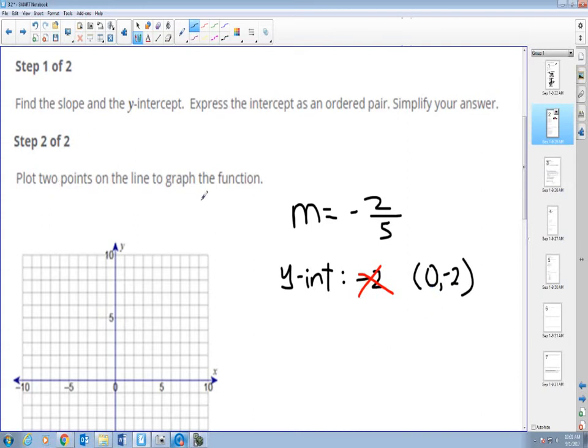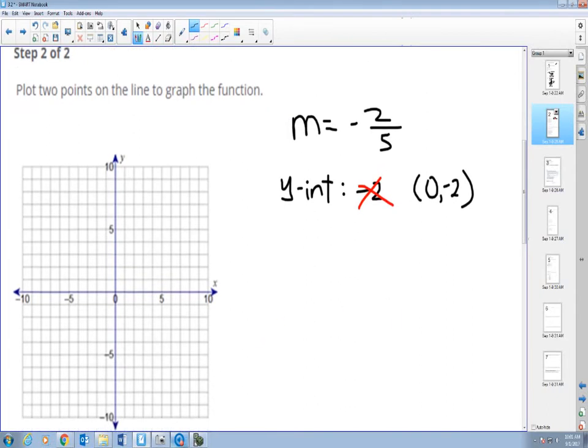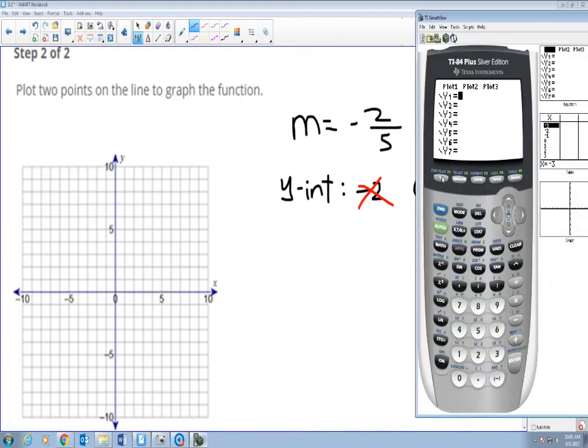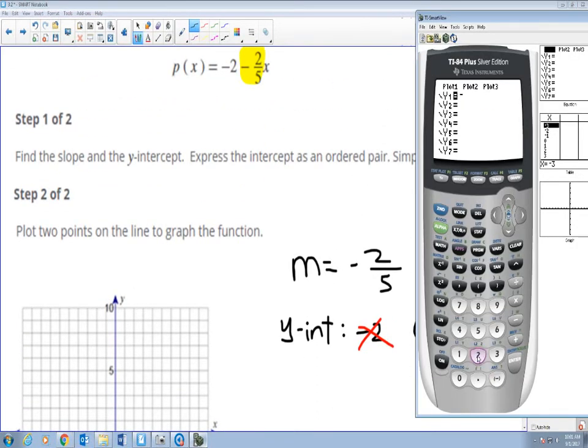Alright, plot 2 points on the line and graph the function. So we can put this in the calculator and extract the 2 points. Let me just go ahead and give it a try. I'm just going to put it in real quick. If you want to do it this way, you can. Negative 2 minus parentheses 2/5, close the parenthesis and press X. And I can graph it. This line going down the hill has a negative slope. Let me go back to zoom standard.